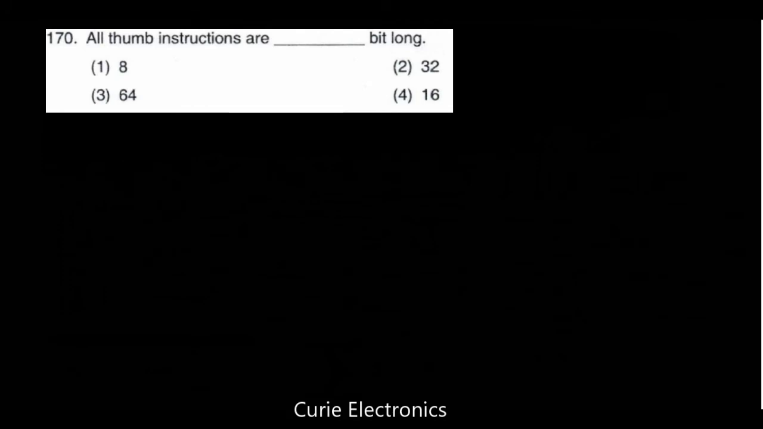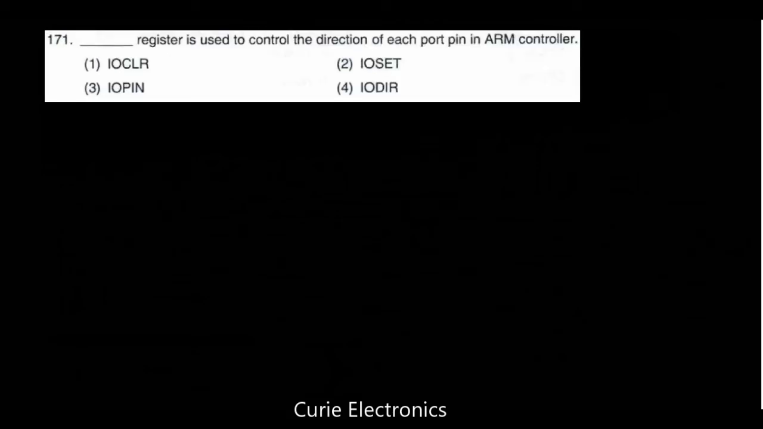Question number 167. All Thumb instructions are dash bit long. This is also from the ARM microcontroller. All Thumb instructions are 16-bit instructions. Question number 171. Dash register is used to control the direction of each port in the ARM controller. That is the IODIR register. IODIR means input output direction register.